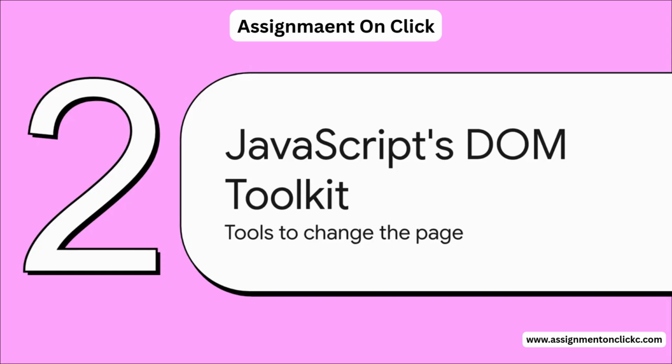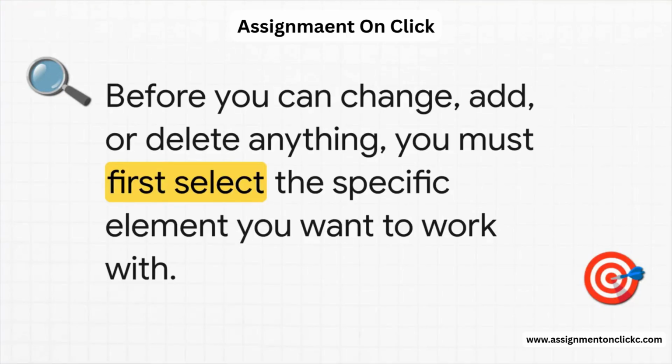Okay, so if the DOM is our blueprint, then JavaScript is the construction crew with a full toolkit. So let's take a look at the essential tools a developer uses to actually change this blueprint in real time. First things first, before you can do anything, paint a wall, change a light bulb, you have to find it, right? It's the same here. You can't update a headline if your code can't find that specific headline. So step 1 is always selecting the exact element or node from that tree we just talked about.